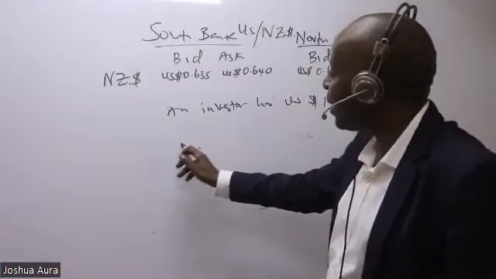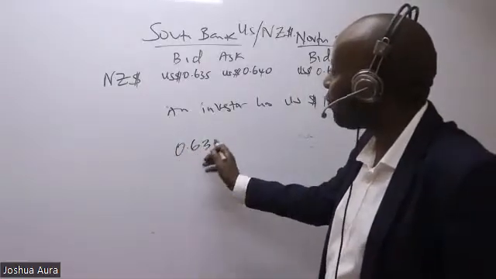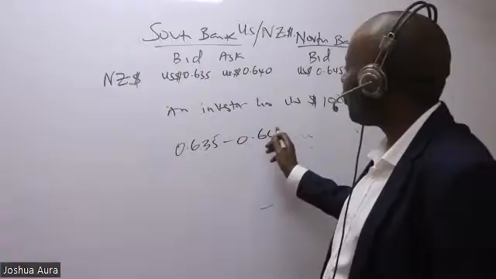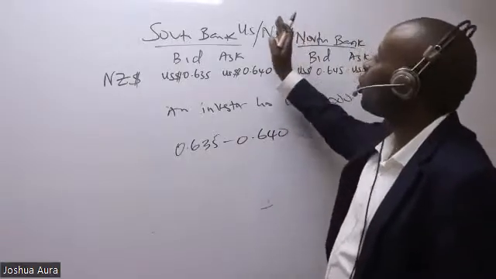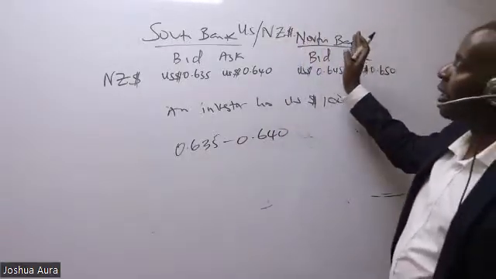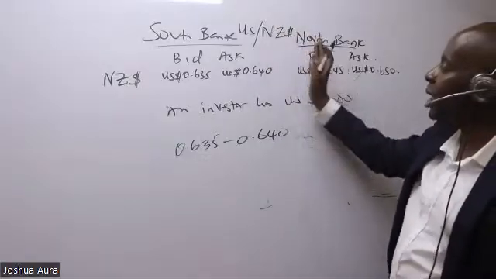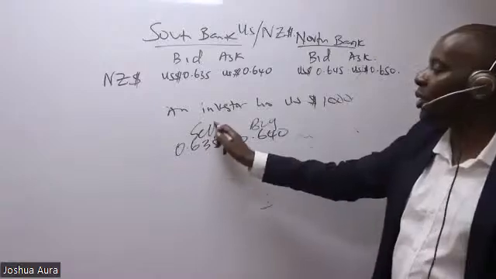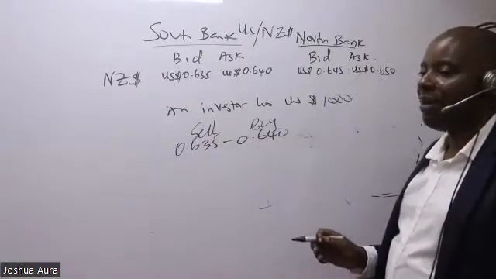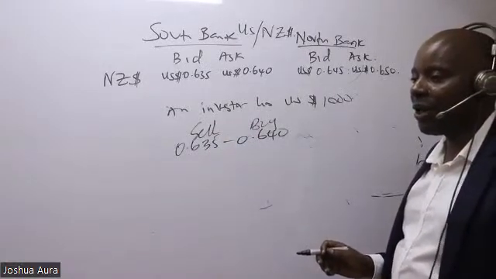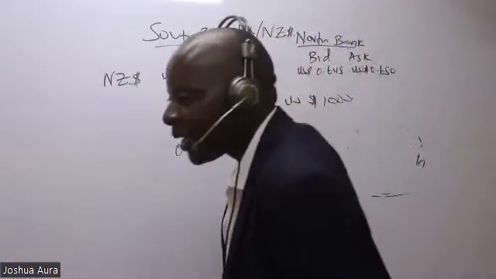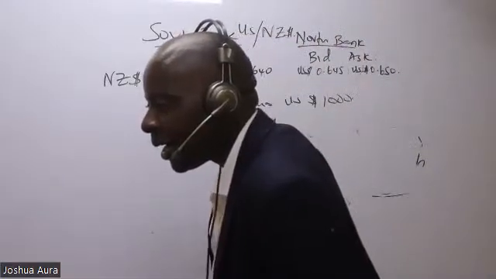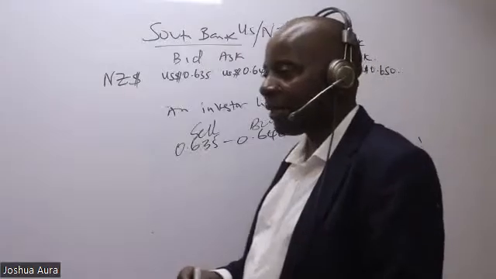So if they give us something like 0.635 to 0.640, I should be able to know the buying rate. Because New Zealand is on the right, this becomes buy. And this becomes who? Sell. Buy is the same as what here? Somebody? Buy. Just a minute.